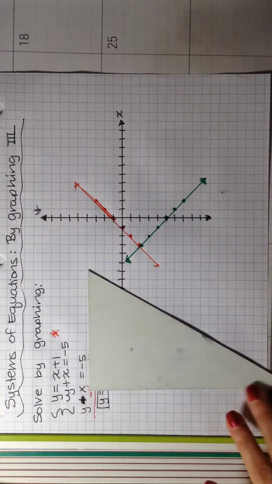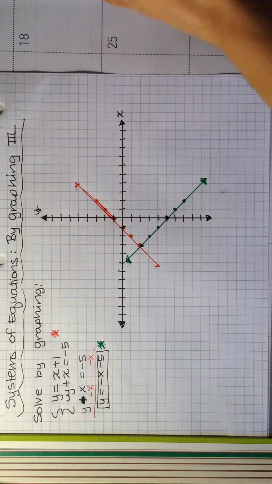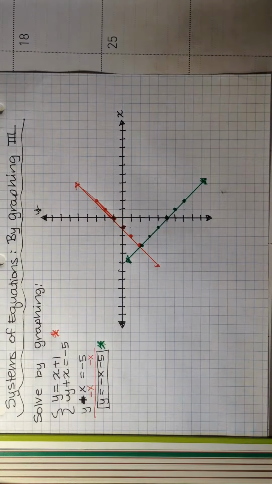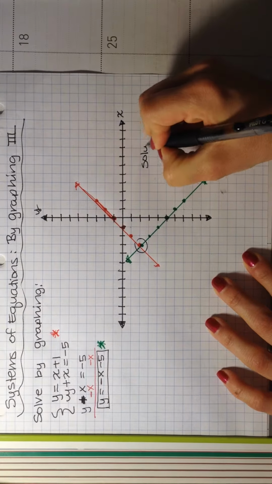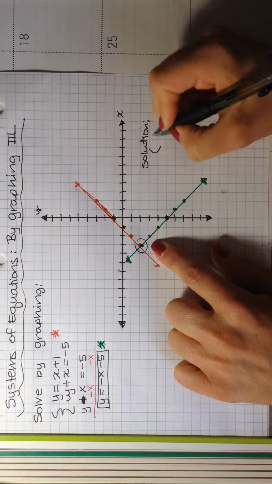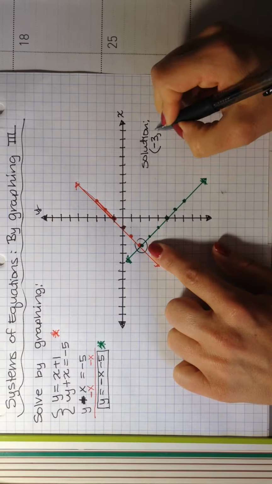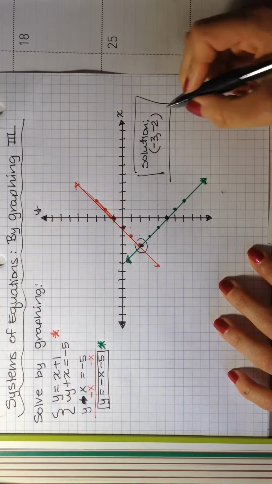Okay, so we have our two lines. The solution would be where they intersect. And so our solution would be right here. And we need to write the ordered pair, which we said is (-3, -2). Okay, so that's our solution, but we want to make sure this is correct.